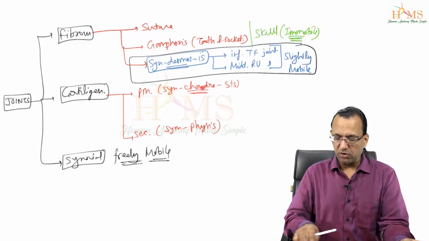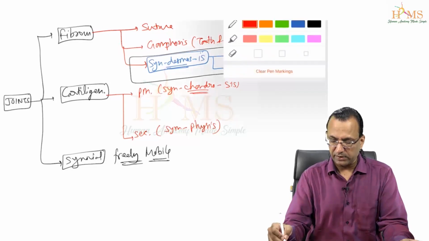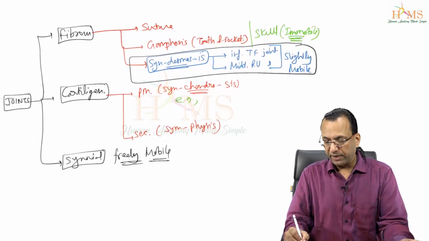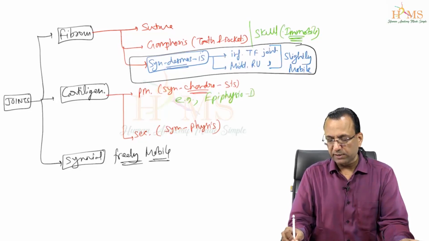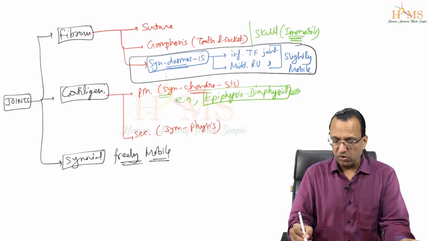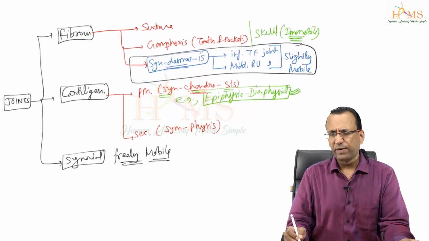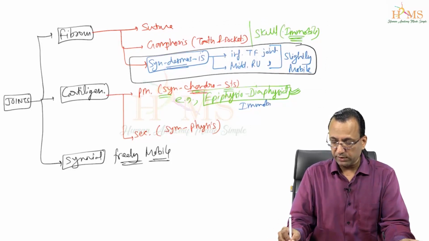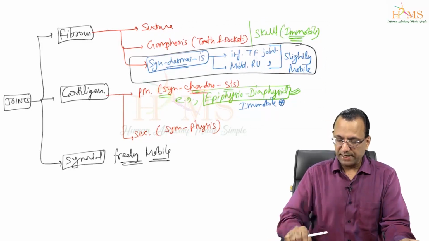Examples of synchondrosis: we have taken one example, the epiphyseal-diaphyseal joint. The epiphyseal-diaphyseal joint is a synchondrosis, fine. Is it moving? No, it is an immobile joint. Now, if the epiphyseal-diaphyseal joint is immobile, what about the secondary symphysis?